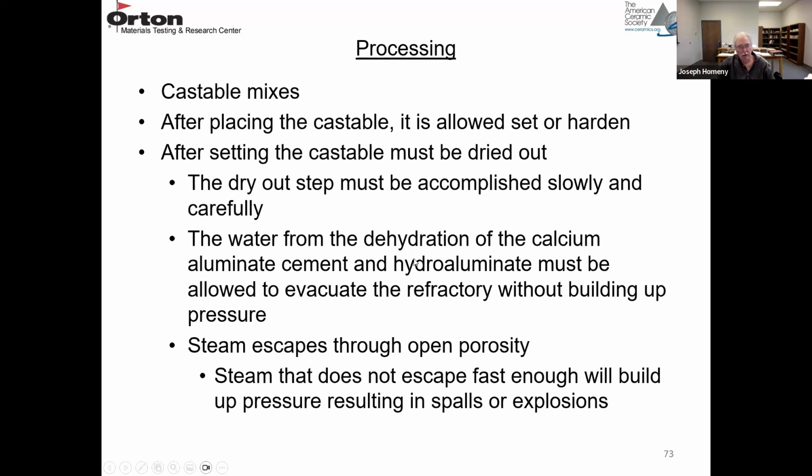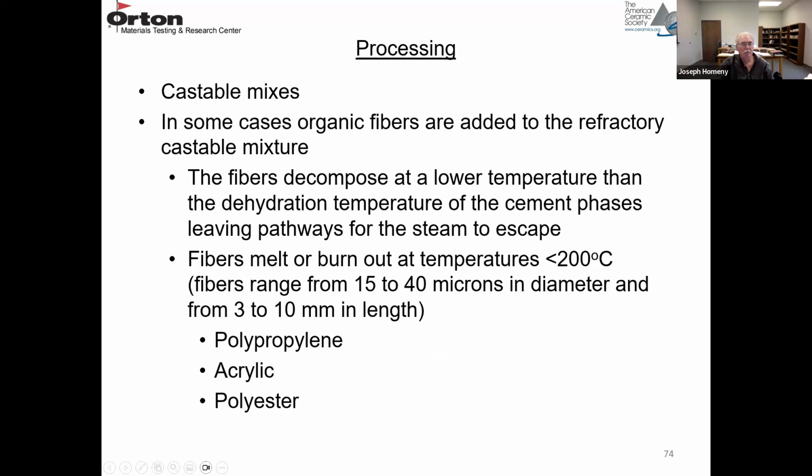So the dehydration of the calcium aluminate cement or the hydrated alumina, the AH3, must be done slowly without building up any steam pressure. The steam is going to escape through the open porosity. However, if you heat it up too fast, the steam is not going to escape fast enough. It's going to build up very high pressures. Mild cases might be spalling of some of the refractory lining. Extreme cases would be an explosion. And these can be quite violent and quite dangerous. So you have to be really careful.